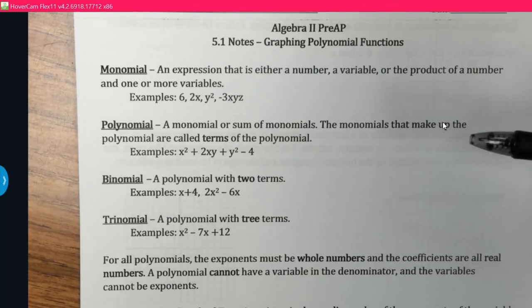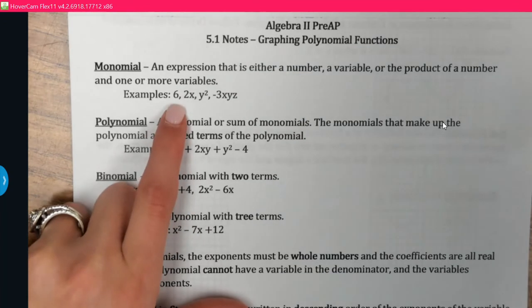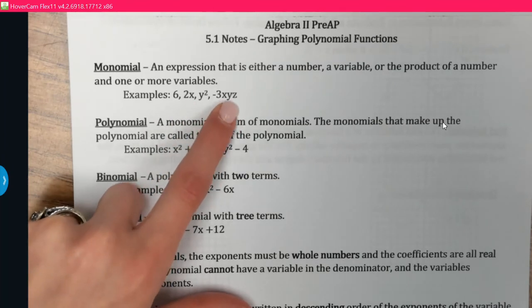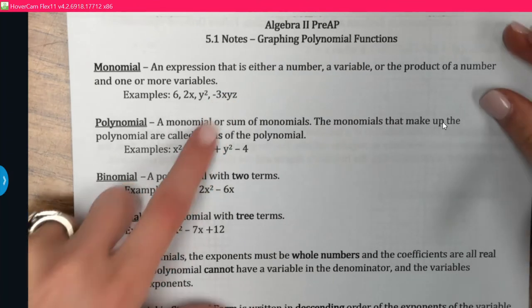So a monomial is an expression that is either a number, a variable, or the product of a number and one or more variables. So these are examples: 6, 2x, y squared. Even though this has multiple variables, this is still considered a monomial because it's one specific term.